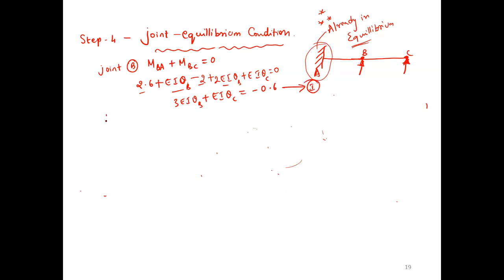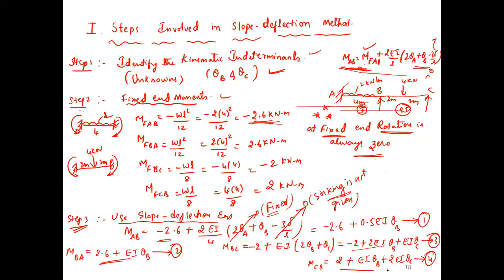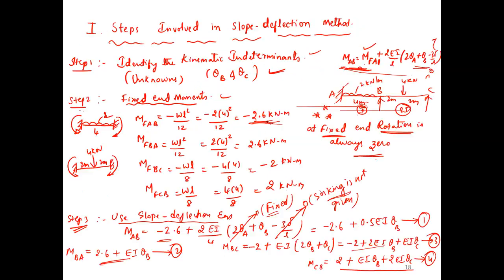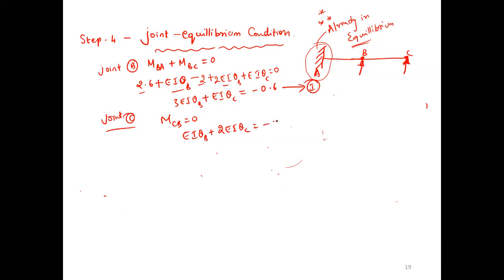Next, you go for joint C. What is joint C? MCB equals 0. What is the MCB value? EI theta B plus 2 EI theta C, which is equal to minus 2. If you take plus 2 on this side, it will become minus 2.